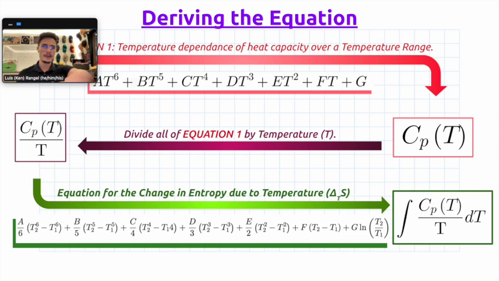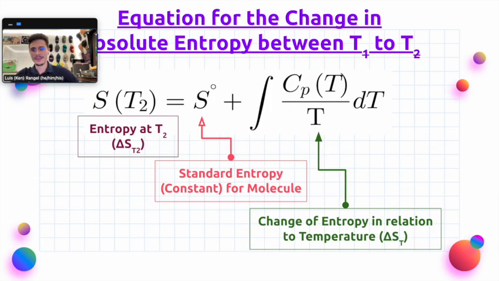And as you can see right now, we're using a 6th polynomial of the equation of heat capacity in relation to temperature. And then from there, we divide that by temperature, because we're accounting for temperature twice if we use that original equation. And then lastly, when we take the integral of that, that allows us to get our change of entropy over the range of temperature 1 to temperature 2. And that is that equation.